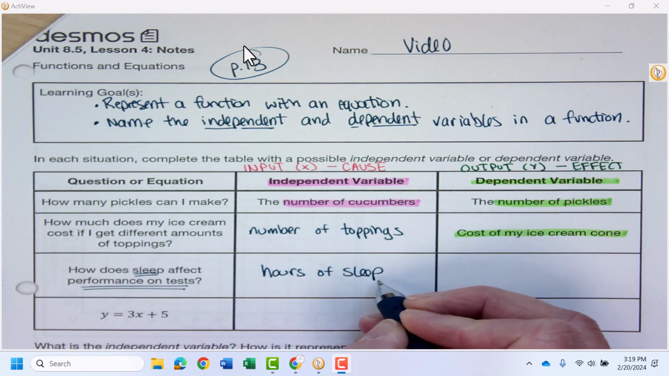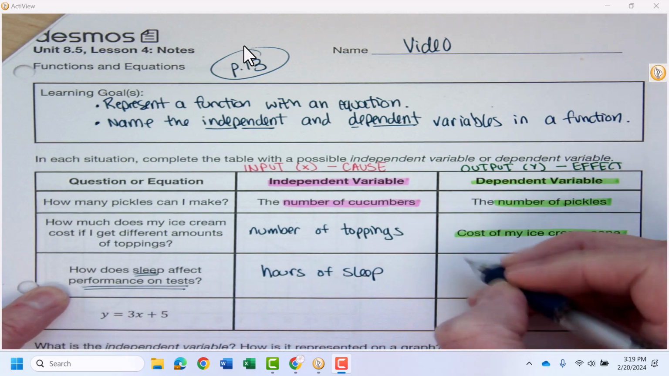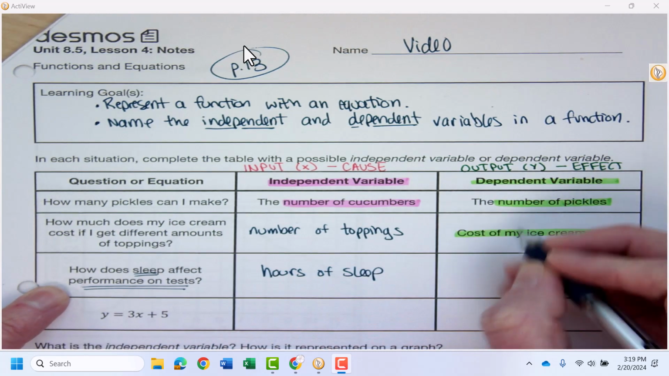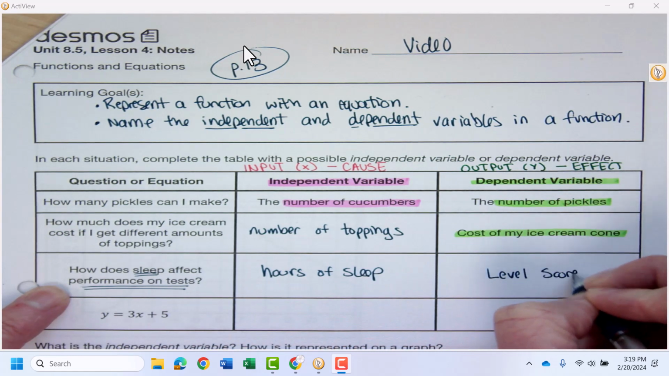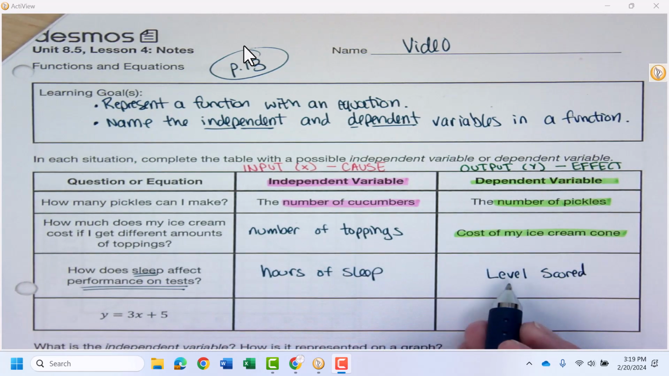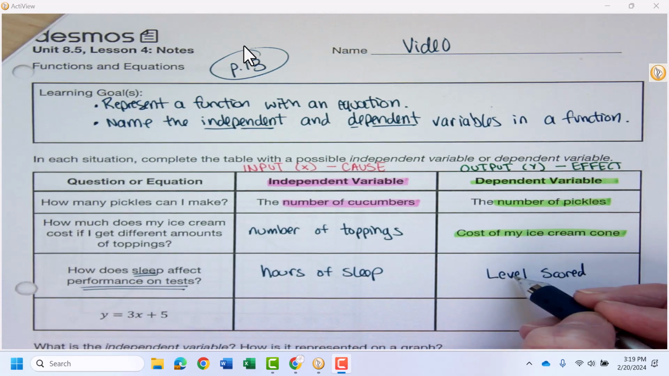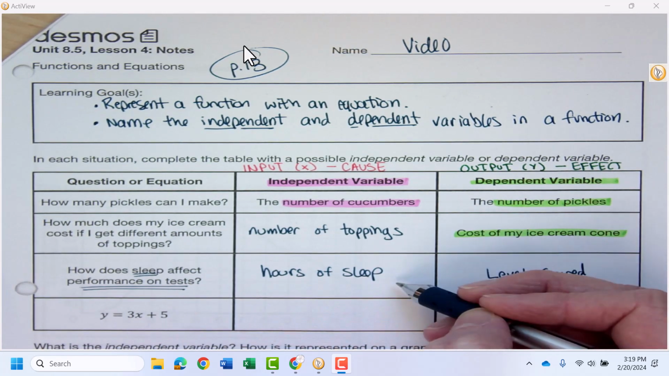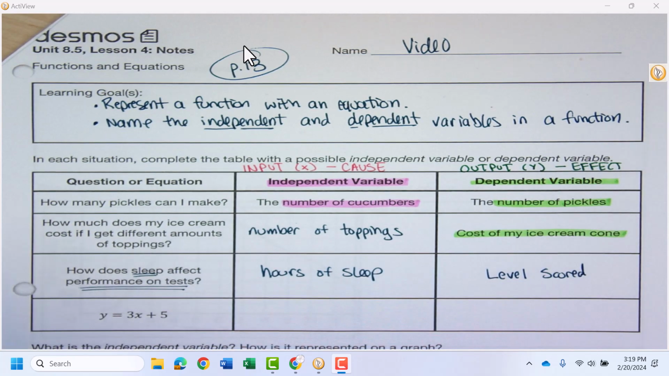And a good night's sleep causes my performance on the test to go up, I would hope. So let's call the dependent variable the level we score on the test. So the sleep causes the score to happen, or we can say the score is determined by, or it depends on, how much sleep I get. See how this works? This comes first, and then this comes second. That's my output.